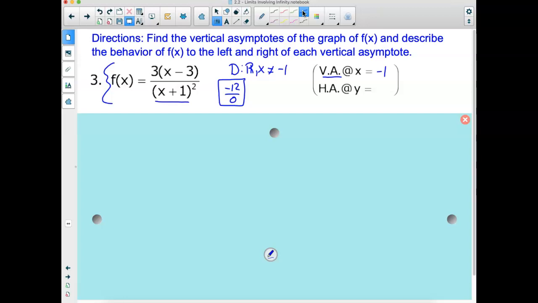Horizontal asymptote. Well, I can't overlook the obvious here now, okay? And because it is a rational function, we are definitely going to use the power thing.